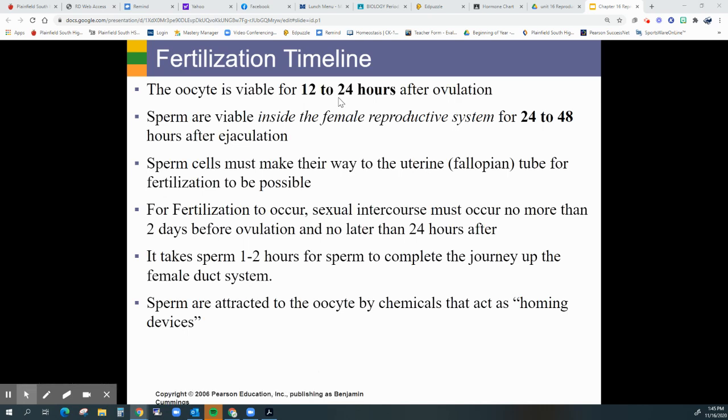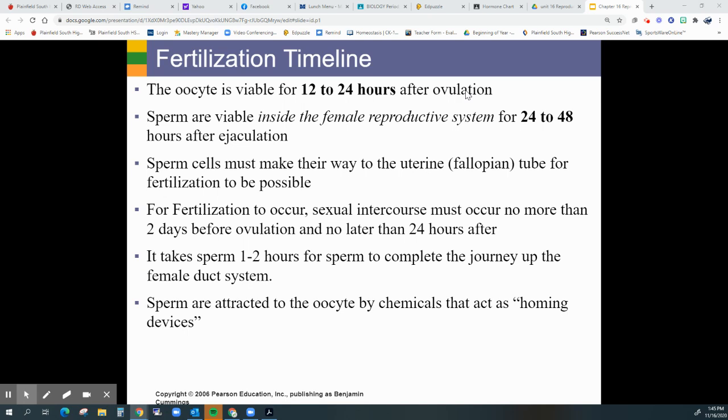The timeline for this whole process is somewhere between 24 to 48 hours. So the egg itself is actually available for about 12 to 24 hours after ovulation. So once it's been ejected from the ovary, it has about 12 to 24 hours to make contact with a sperm to become fertilized. Sperm, on the other hand, can actually remain in the female reproductive system anywhere from 24 to 48 hours. So there's a little bit of a window there.